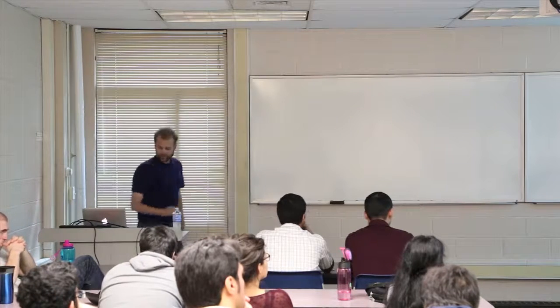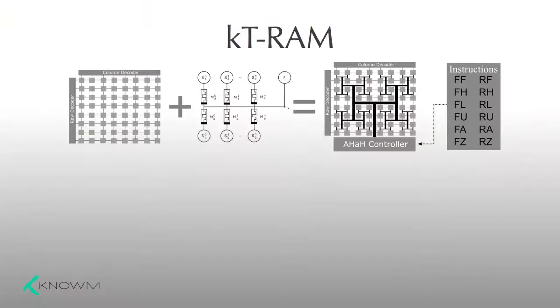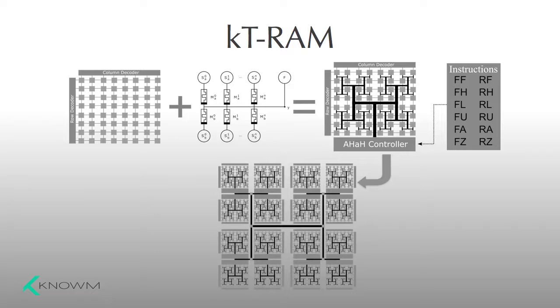And you take these cores, this is a thermodynamic core, and you array them all together so you can apply the same instructions or different patterns across all the different cores at the same time, and that's thermodynamic RAM, or KT for short.